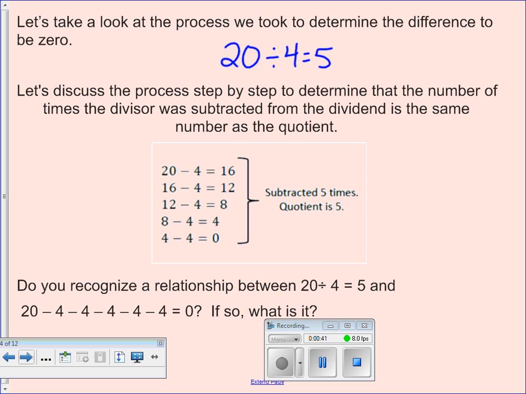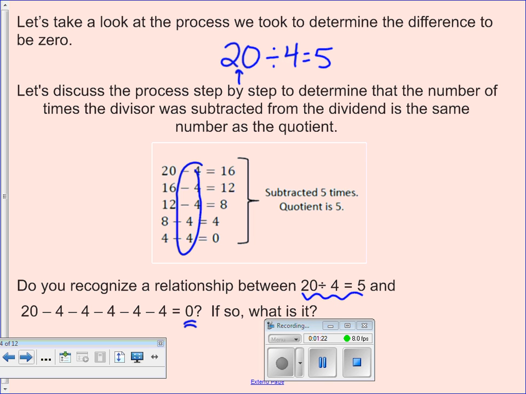So let's look at this equation. 20 divided by 4 equals 5. I'm starting with my dividend. My dividend of 20 is my quantity. So I'm going to take my 20, and I'm going to keep subtracting 4. Subtract 4, subtract 4, so keep subtracting 4 until I get to 0. How many groups of 4 are there? 5. So we were able to make 5 groups of 4 until I got to 0. So 20 divided by 4 equals 5. Is everybody okay with that?